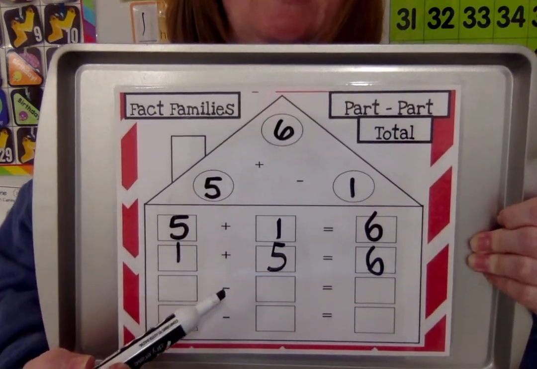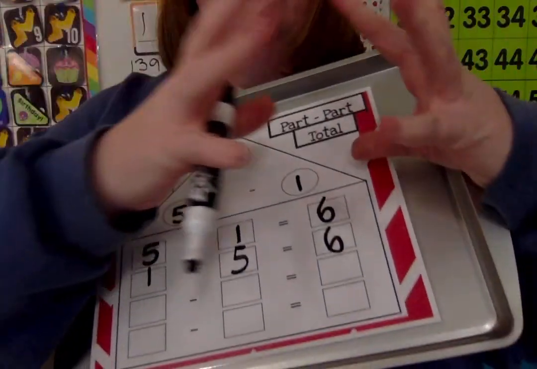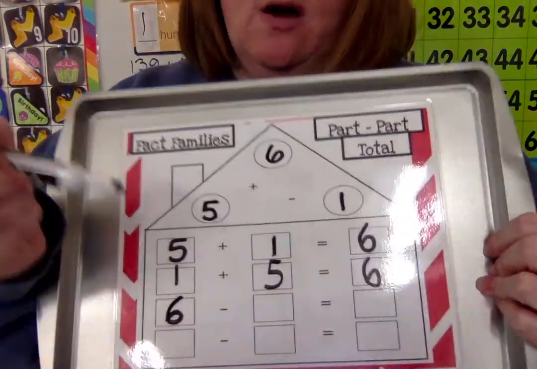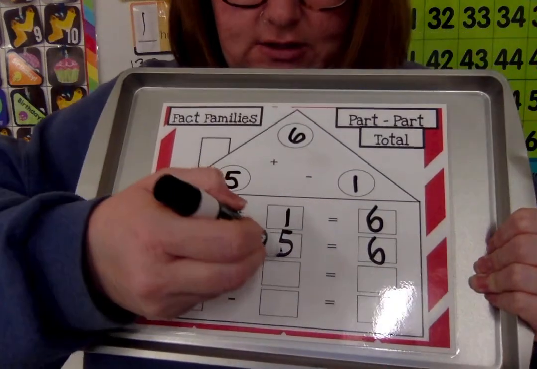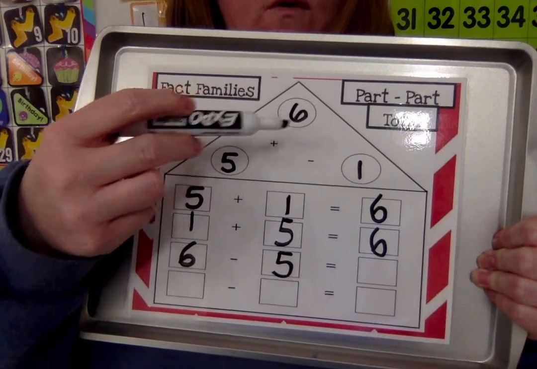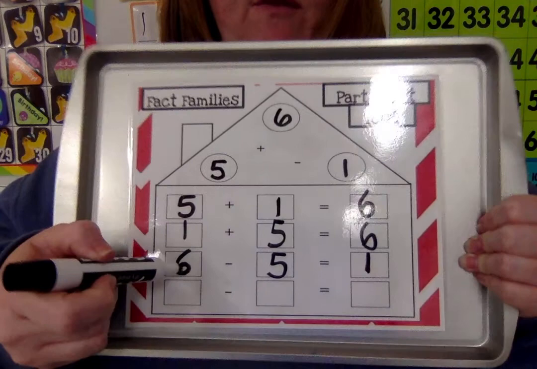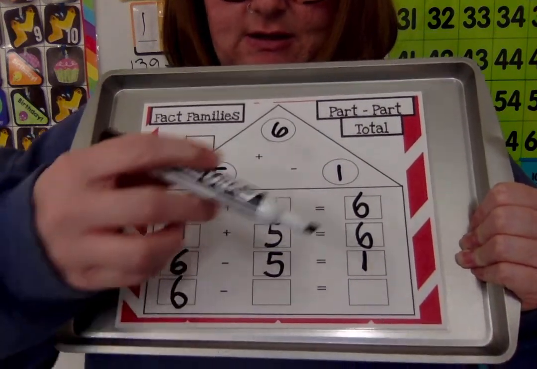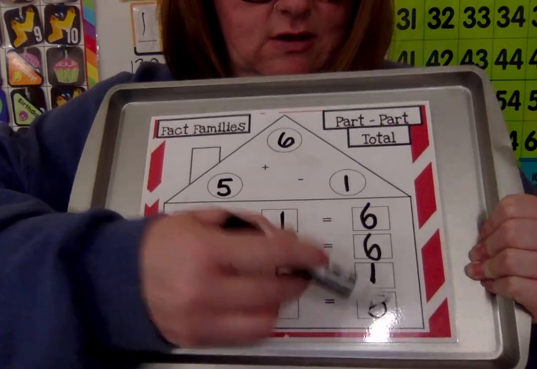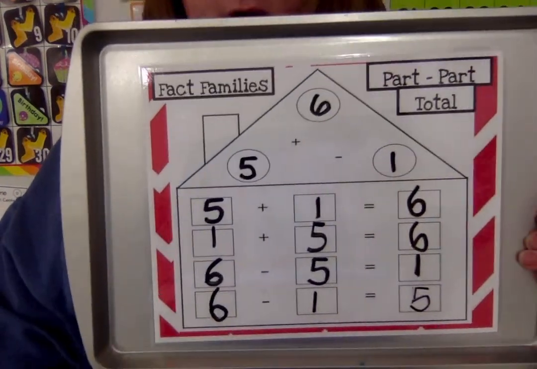Now for its takeaway, remember takeaway, we start with our total, which is 6. We take away a part. I could take away 5. That means I should have 1 left over. Or its related fact would be 6 take away 1 equals 5.